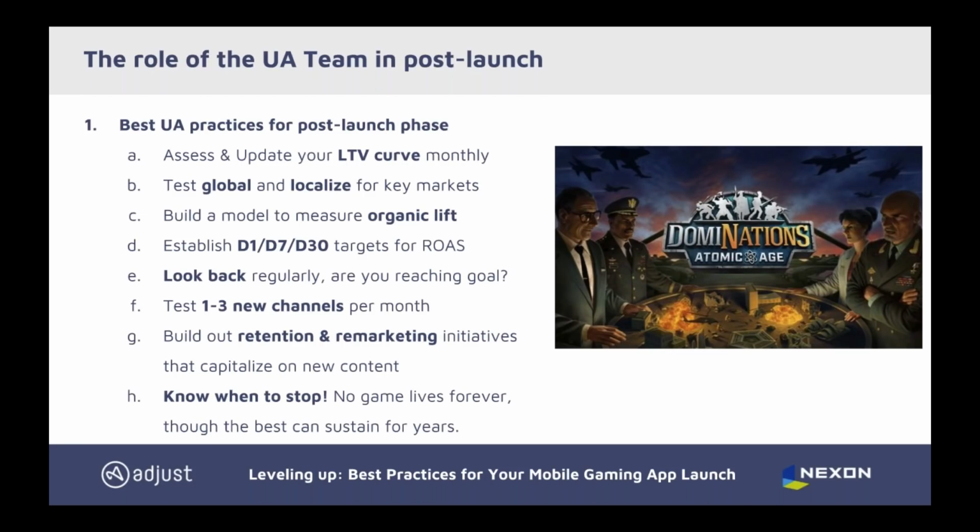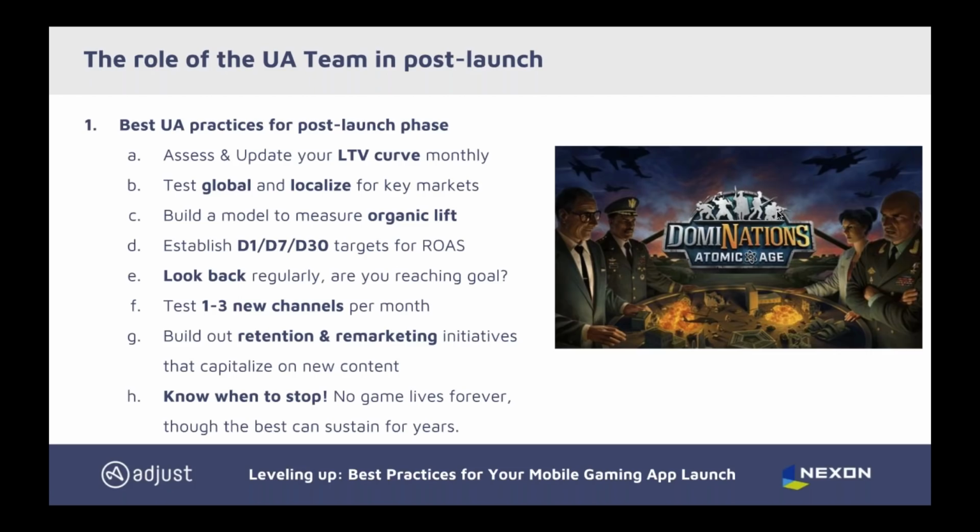Moving to the next slide. So, talking about some additional best practices for that post-launch phase. You want to be assessing and updating that LTV curve every month. A free-to-play game, like what we make, is game as a service. It's always evolving. The economy is changing. There are game updates. So always keep assessing that and make sure the curve that you drew out a month ago is still relevant, or if you need to tweak it.